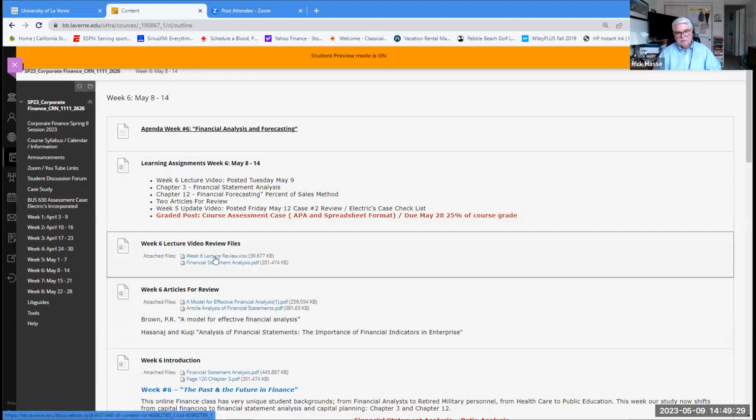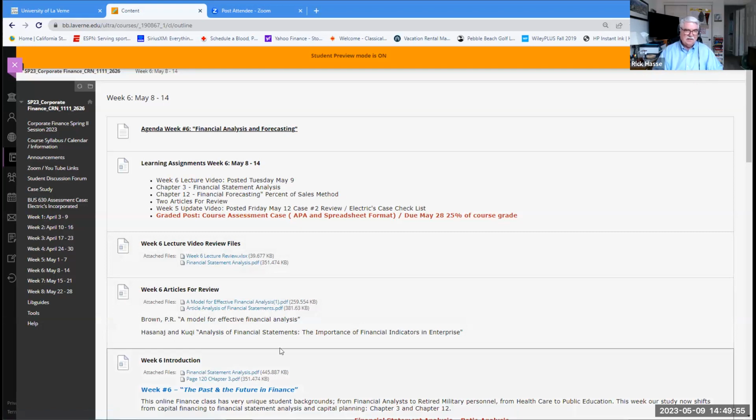Here's the spreadsheet that we're going to review as our lecture video today. We're going to look at financial statement analysis of a company and interpret what it tells us. Also, here's a financial statement spreadsheet or analysis taken from our textbook of key financial statement indicators and how to calculate them. I'll go over that in just a few minutes. So that's where we stand currently in Blackboard. So let's begin financial analysis and forecasting, week number 6.